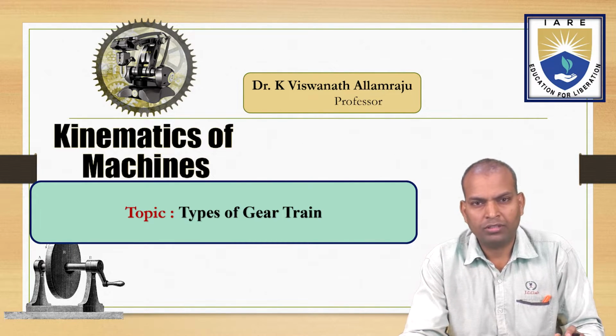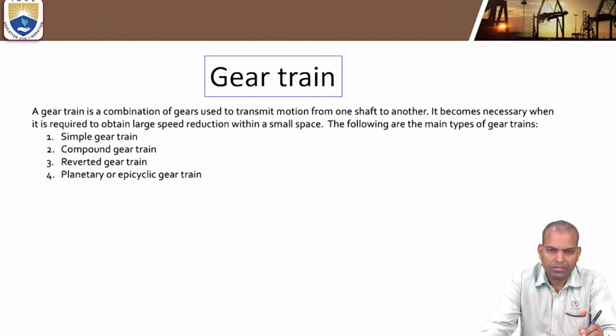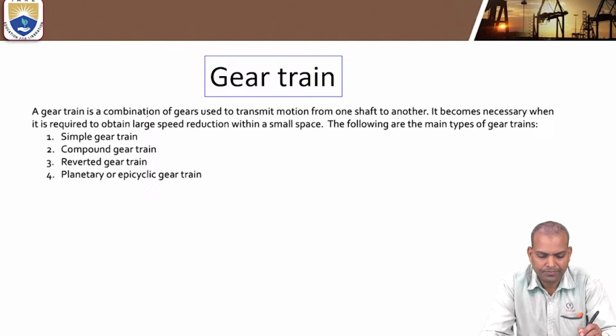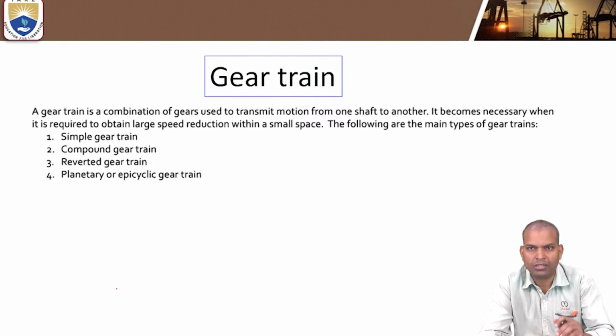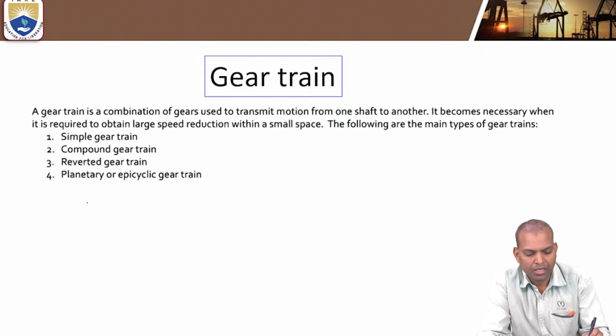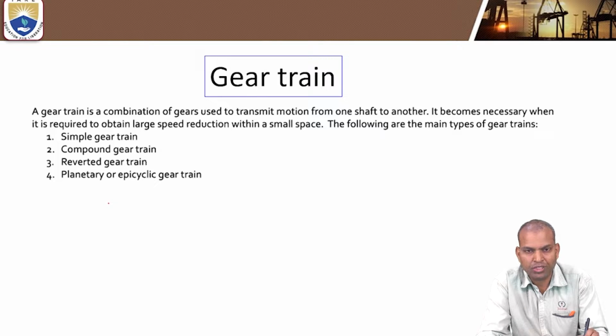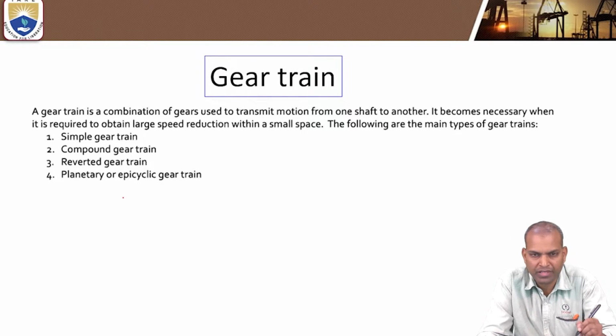In this session, we are going to learn what is a gear train and what are the types of gear train. A gear train is a combination of gears used to transmit motion or torque from one shaft to another. It is very important that this gear train is used for large reduction of velocity ratio. If you want a larger reduction of velocity or speed within a small space, these gear trains are used.